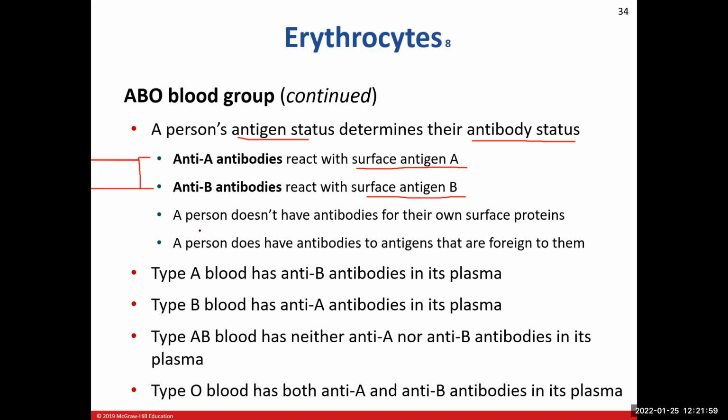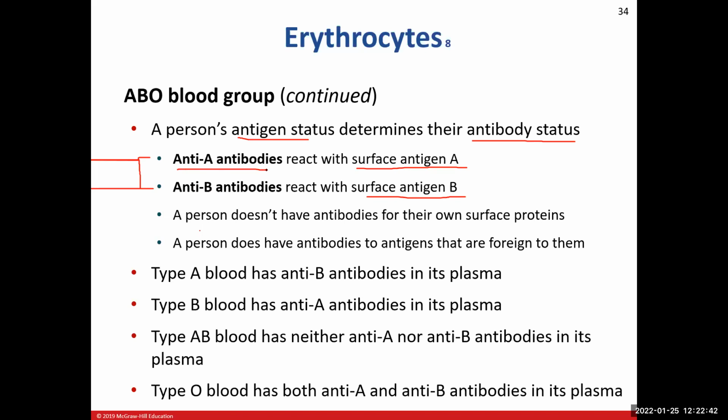So, and this is important, a person doesn't have antibodies for their own surface proteins. Well, that makes sense, right? Why would you have antibodies that would attack your own cells? Since I am A positive, don't worry about the positive part. Since I am type A, that means I have the surface antigen A. So I will not have anti-A antibodies, because if I did, then my own antibodies would be going after my own cells.